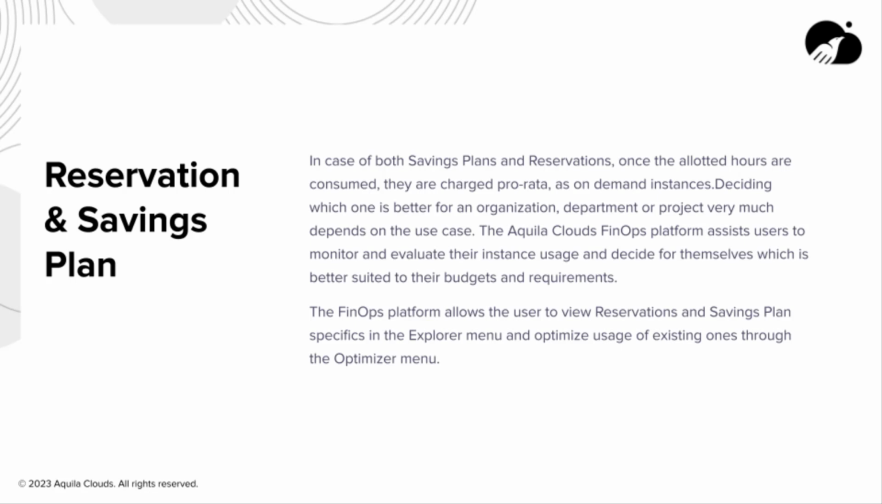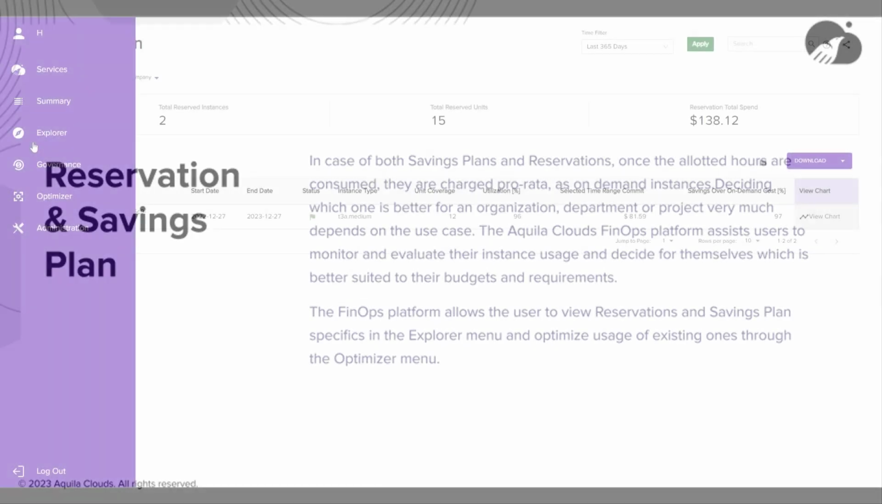In case of both savings plans and reservations, once the allotted hours are consumed, they are charged pro rata, as on-demand instances. Deciding which one is better for an organization, department or project very much depends on the use case. The Aquila Clouds FinOps platform assists users to monitor and evaluate their instance usage and decide for themselves which is better suited to their budgets and requirements. The FinOps platform allows the user to view reservations and savings plan specifics in the Explorer menu and optimize usage of existing ones through the Optimizer menu.